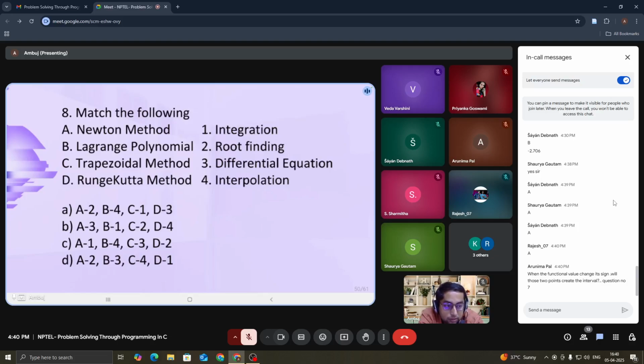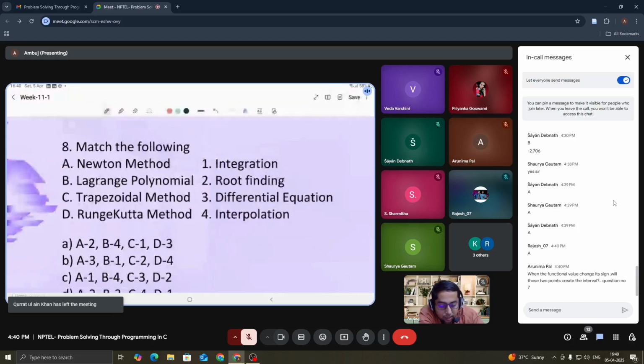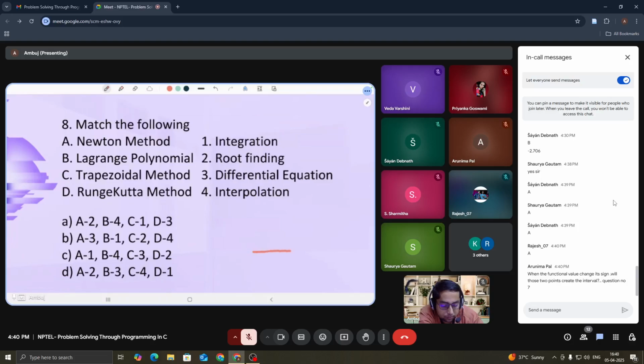When the function value changes its sign, will those 2 points create the interval? Question number 7. When the function value changes its sign, then will those 2 points create an interval? Yes, definitely you are 100% correct. Because the logic also I explained to you. Suppose the graph of f of x is like this. This is the x-axis.